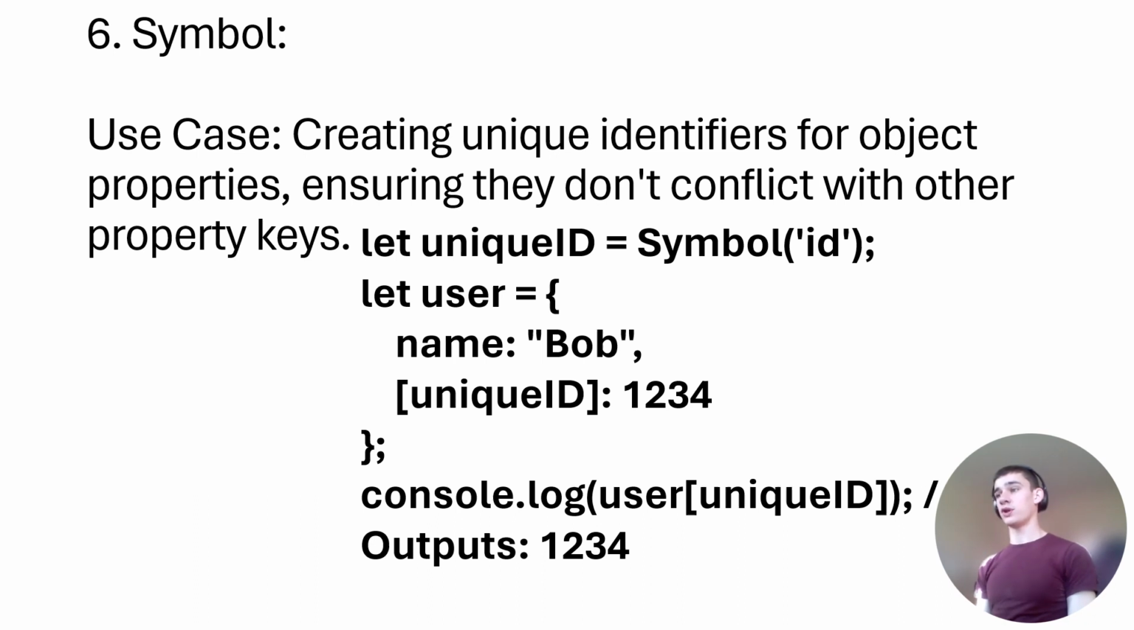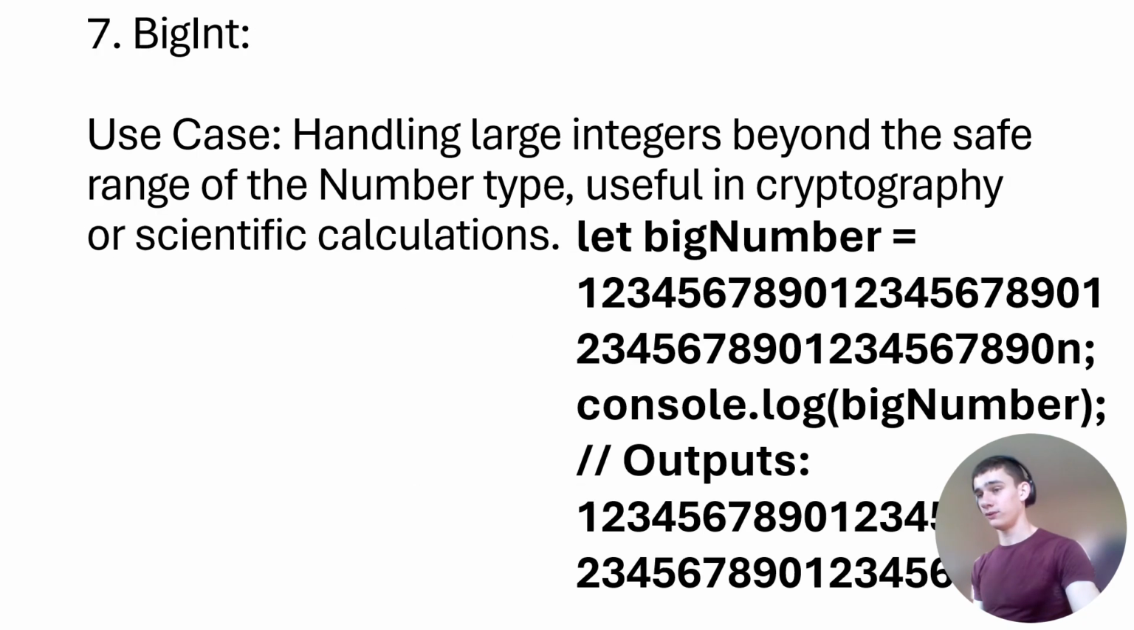Then we have symbols, which can be used for object IDs and properties so that the property keys don't get mixed up. So the example we've given here, we've got the name Bob, and he's been given a unique ID of 1234. So it's going to output 1234. BigInt. So this is just an integer the same as before. So we can do large numbers, which are normal whole numbers or floating point numbers. And the example that we've got here is let big number 123456789 and so on, which will output exactly as we've typed.